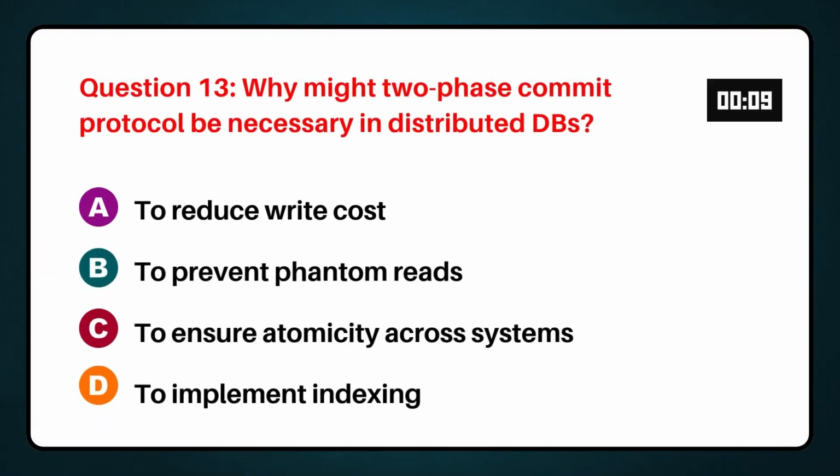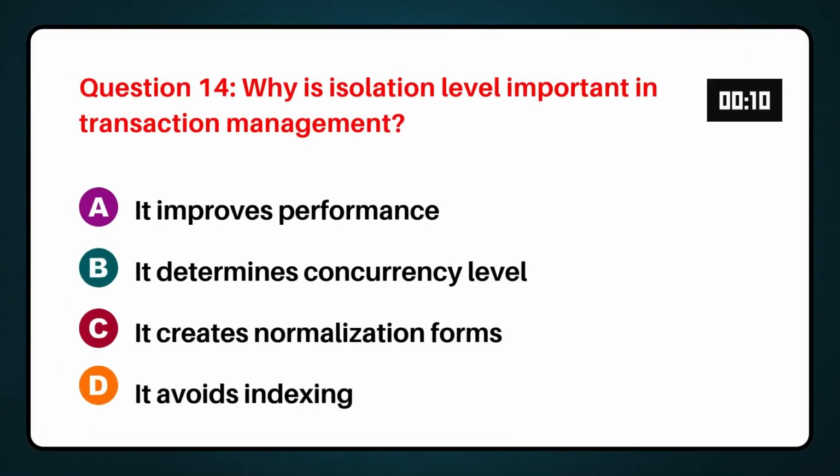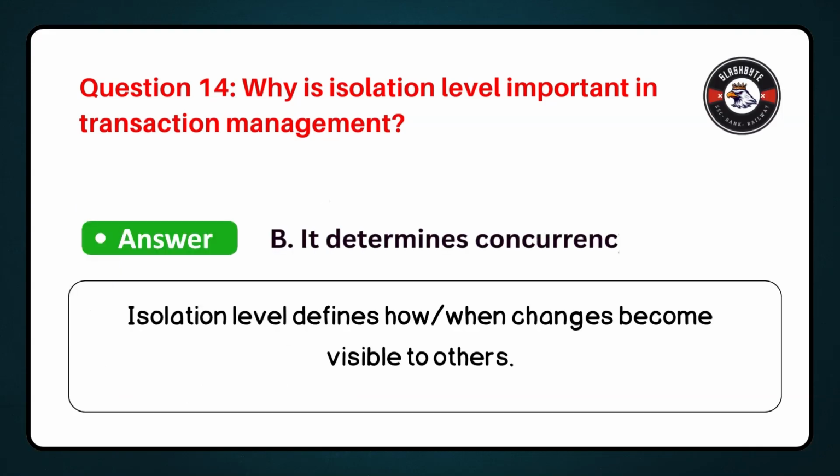Question 13. Why might two-phase commit protocol be necessary in distributed DBs? Correct answer, C. To ensure atomicity across systems. Question 14. Why is isolation level important in transaction management? Correct answer, B. It determines concurrency level.